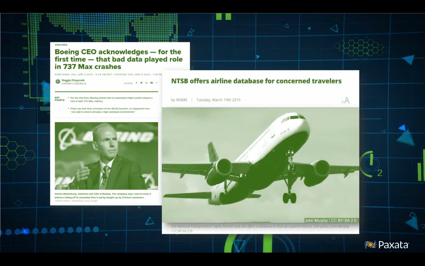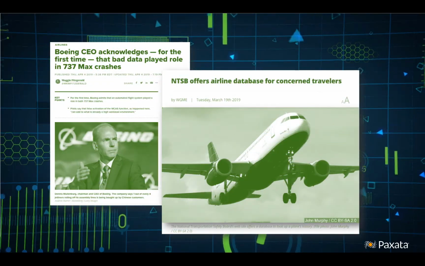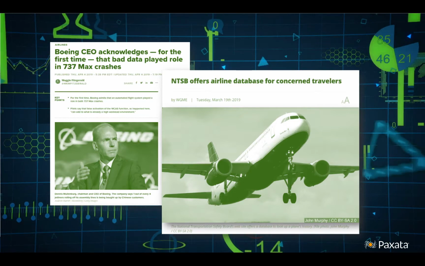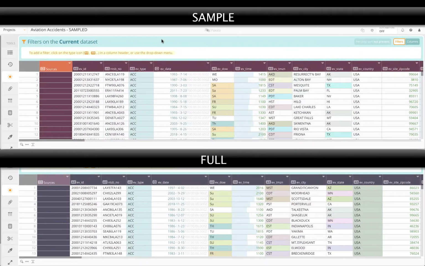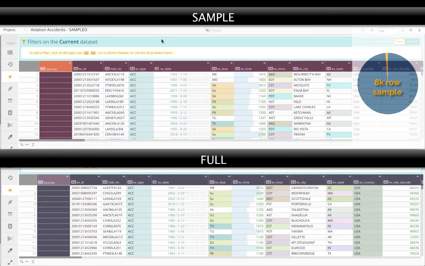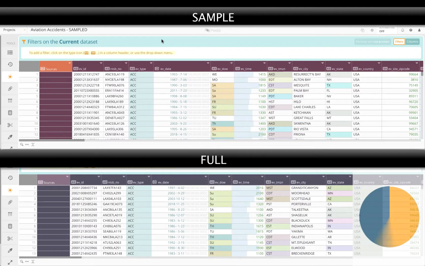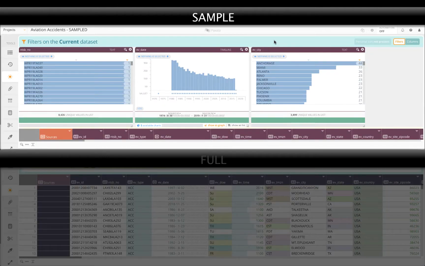In this scenario, we are looking at flight accidents documented in the NTSB's publicly available aviation accident database to identify flight safety problems and trends. To demonstrate the inherent risks of sampling when preparing data for analysis, we will look at a 10% random sample of the 82,000 row dataset and compare it to the full dataset. First, let's see what the data reveals when looking at the sample.